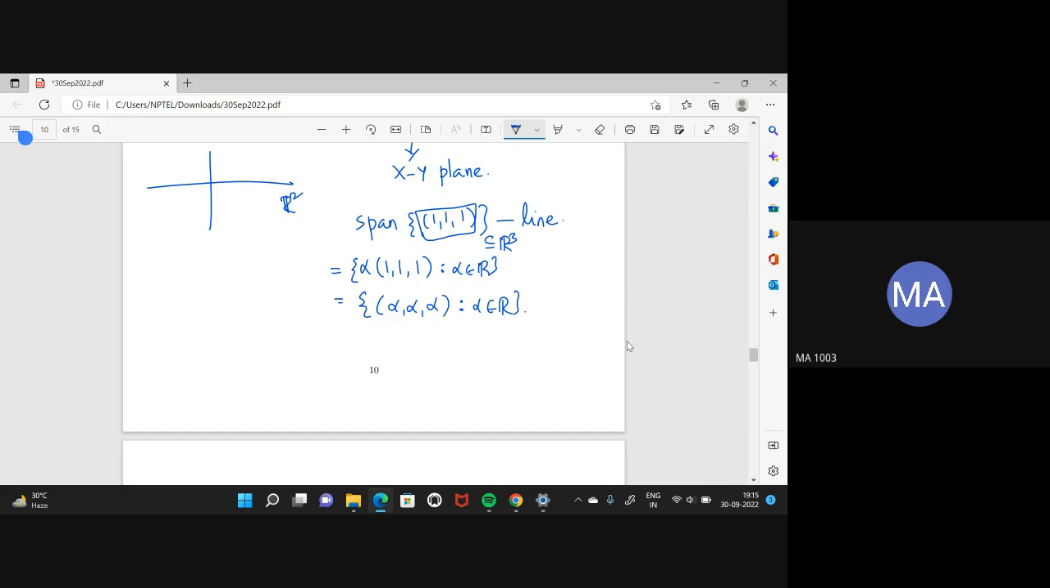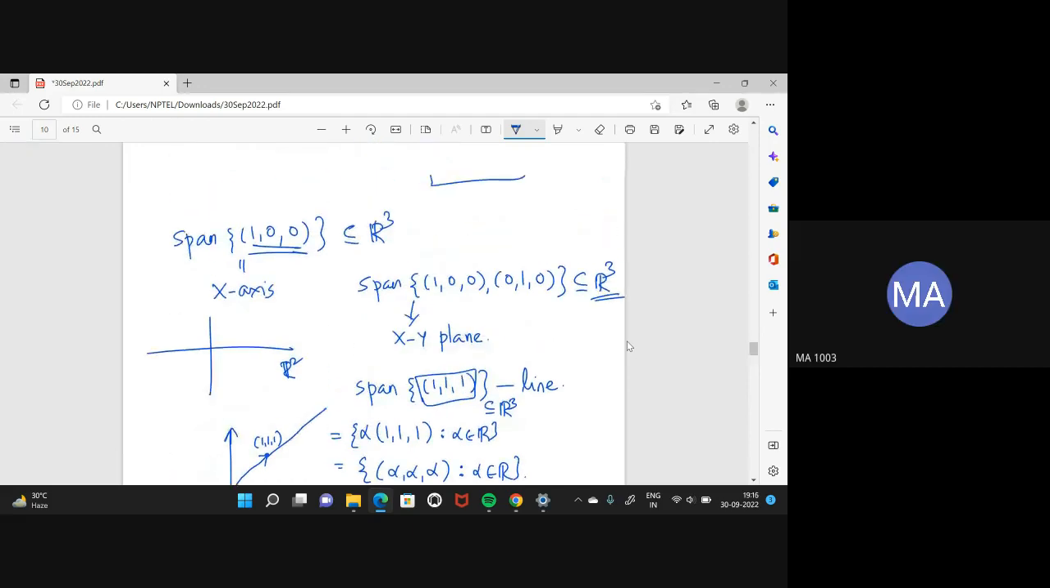Someone asked, why is this a line? Can someone tell? It is a line passing through this point, because at 0 it is just a vector where the tip of the vector is at the point (1, 1, 1). The span is going to be all multiples of this vector, that entire line. It is going to be the line x equals y equals z, right? Yes.